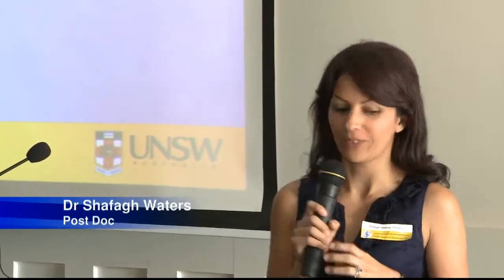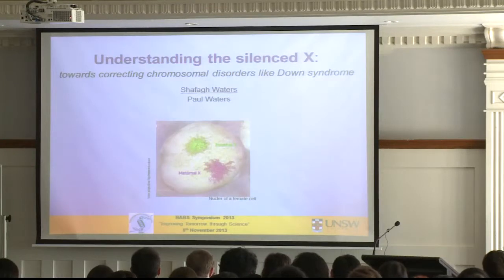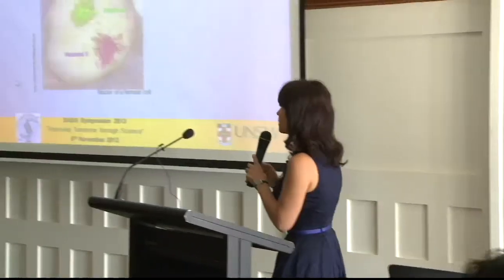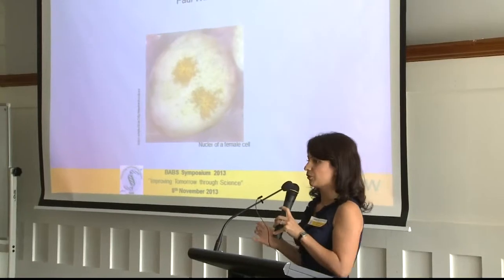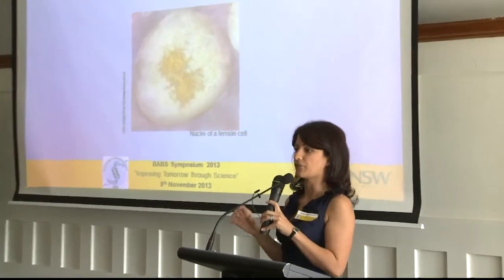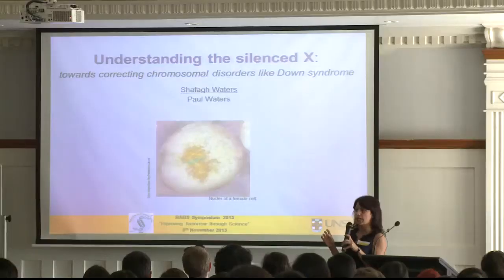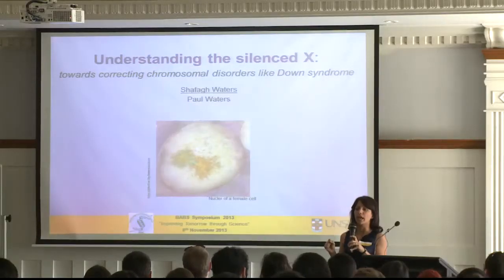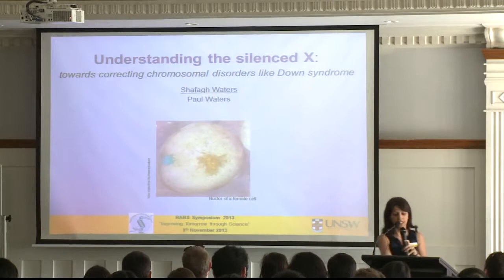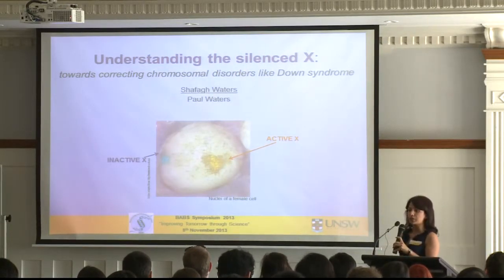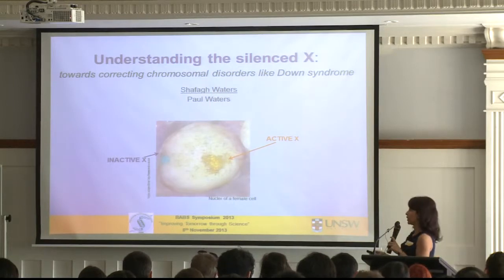I'll start my talk with a video to tell you about what I work on. You're looking at the nuclei of a female cell and the two X chromosomes. This is a natural phenomenon which happens in every female cell, where one of the two X chromosomes is chosen at random and it is inactivated. So there is no transcription from this X and no gene product.